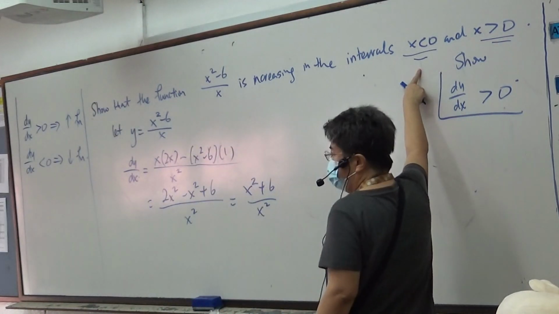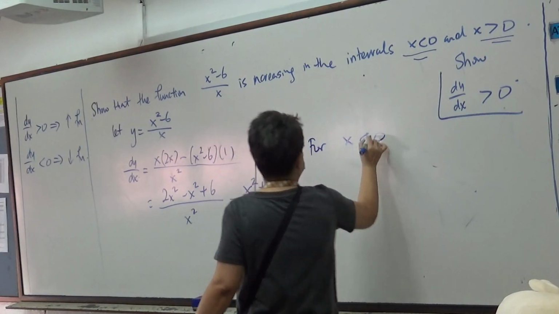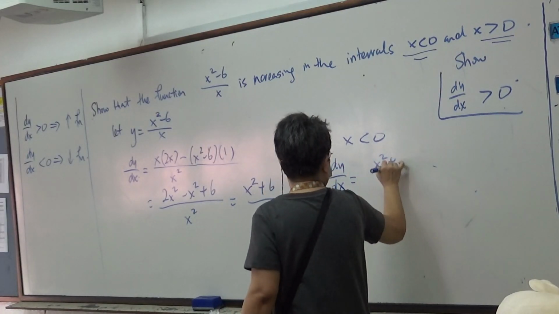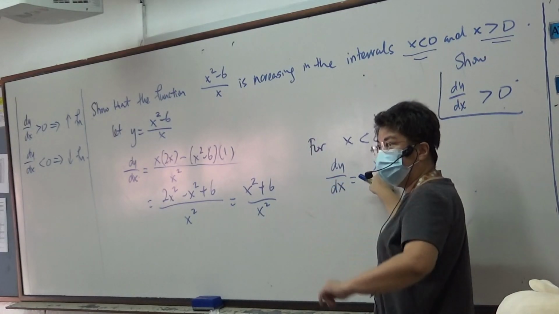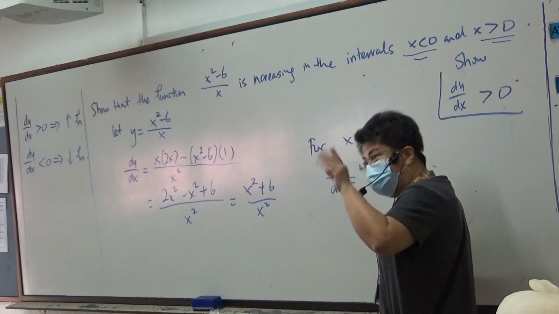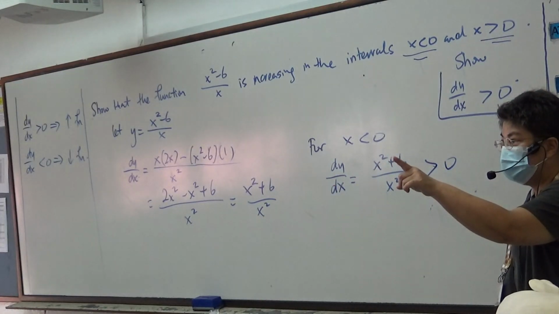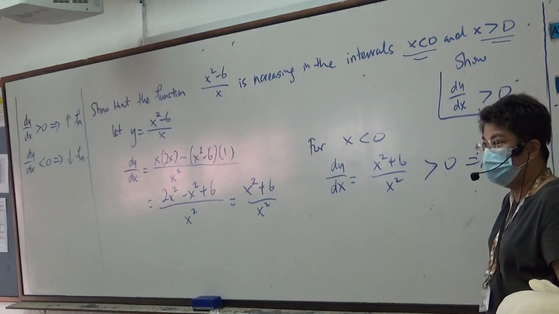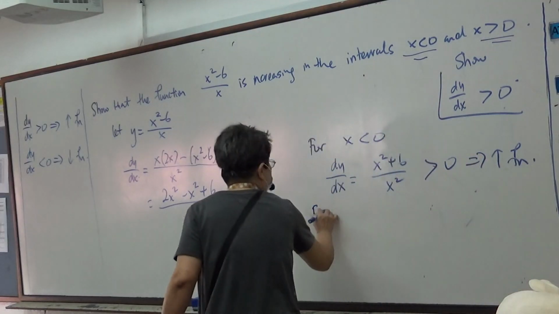Now, for anything less than 0, for x less than 0, now all of you look up. Even if x is negative, when you square it, it becomes positive, right? Plus 6 is still positive, right? Over something squared is still positive, right? So this is confirmed bigger than 0, am I right? Yes or no? So this implies what? Increasing function, right? This is to show, not assume. Okay? Now, what about for x bigger than 0?